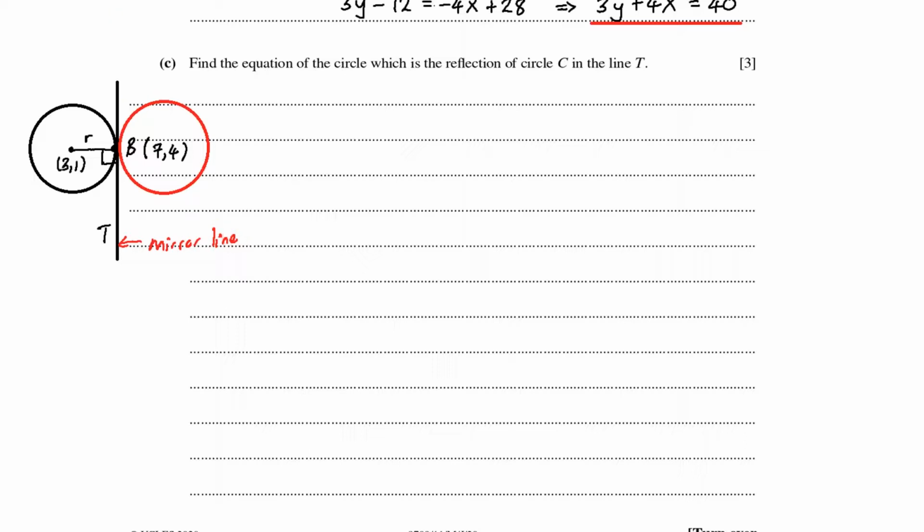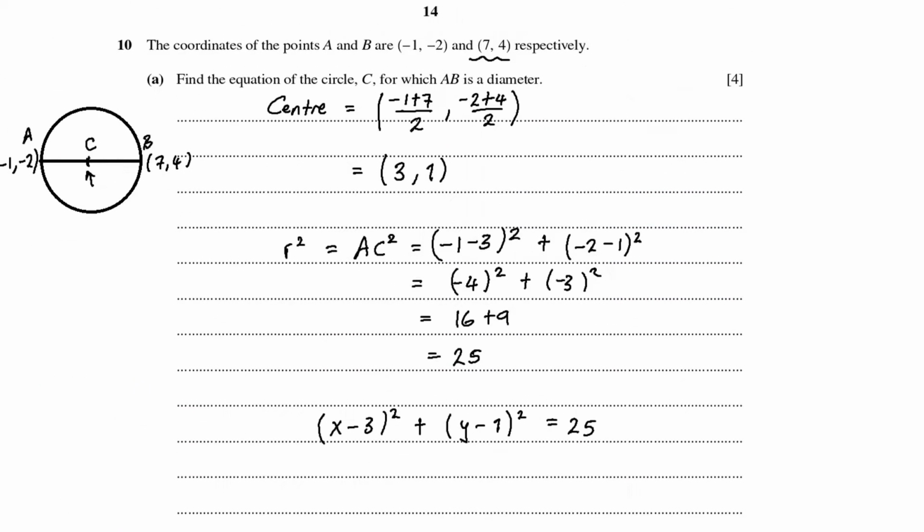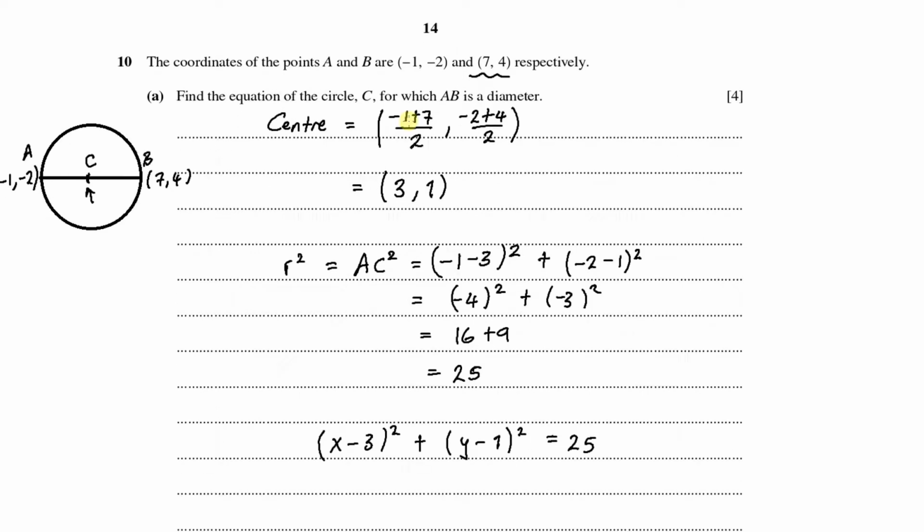So here, let me just erase this to create some space. So the coordinates of the center of the reflected circle, we don't know them yet, so we can call them (a, b). And if you look at the situation, you can notice that the point B, which is right here, so B is right over here, is the midpoint of the center of this circle and of the reflected circle. And the coordinates of B are (7, 4).